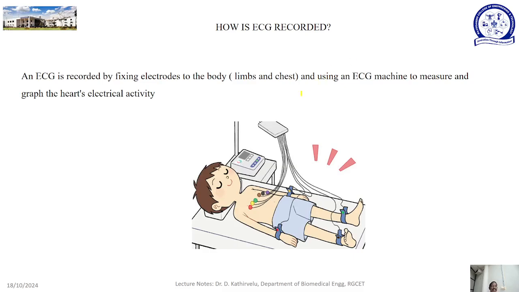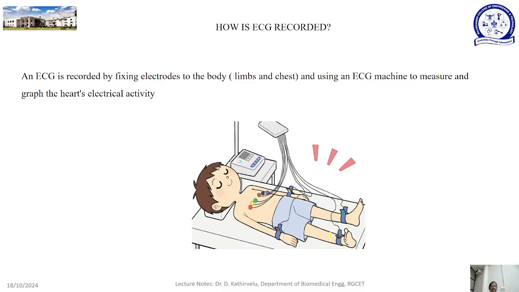As I said earlier, the electrocardiograph is the instrument used to measure the electrical potentials created by the heart muscles. We have electrodes which are fixed to various parts of the body to record the ECG from the human body. We have electrodes fixed to the chest, which are called chest electrodes. We have electrodes fixed to the four limbs of the body, which are called limb electrodes.